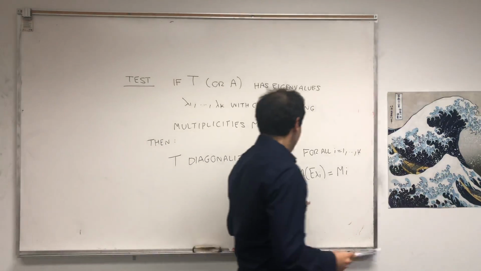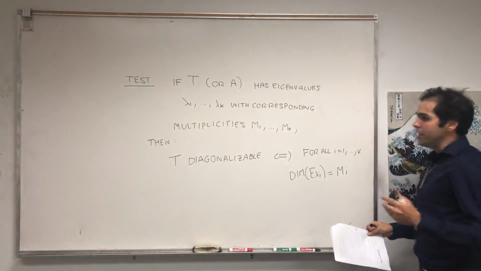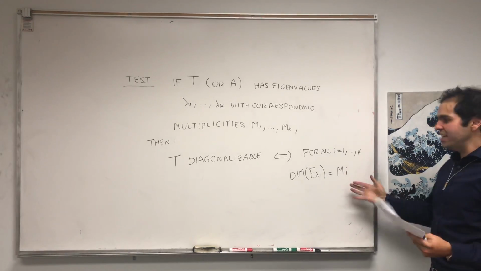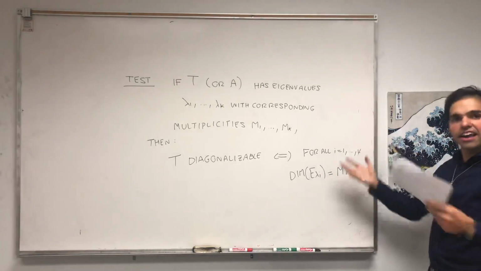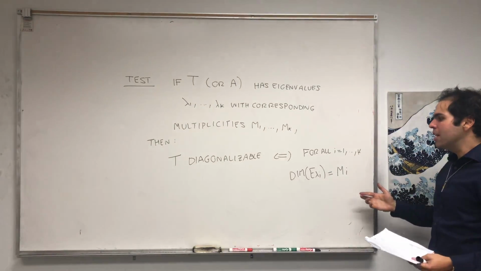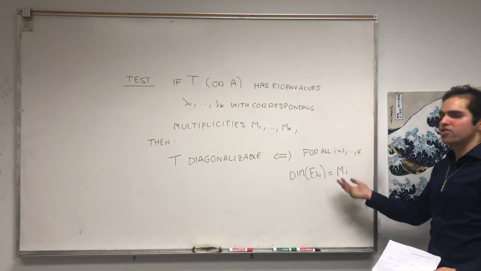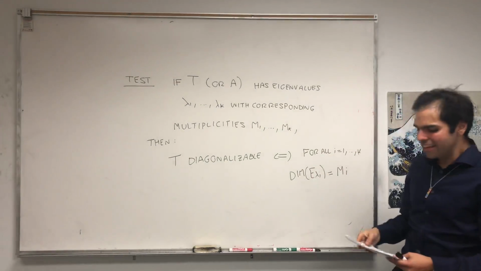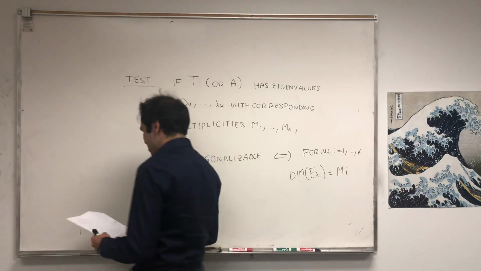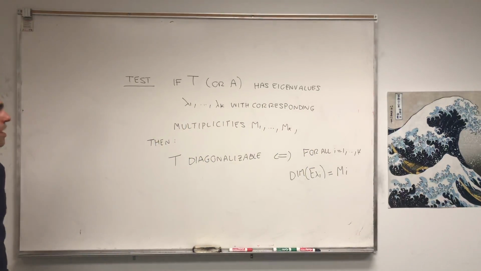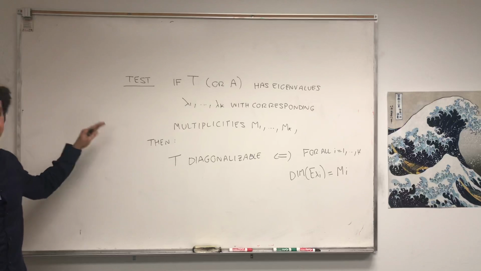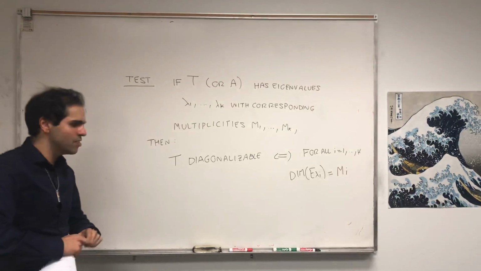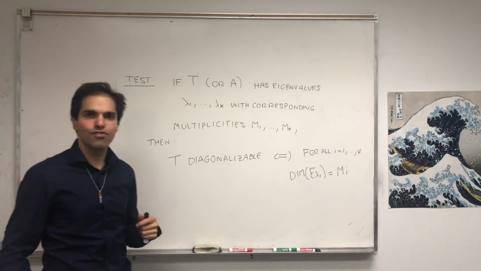In other words, if a linear transformation is diagonalizable, then the eigenspace is as big as possible. And conversely, if for some eigenvalue the eigenspace isn't optimal, then the matrix or the linear transformation is not diagonalizable. And again, this is really the ultimate test for checking if something is diagonalizable, and that's if everything else fails.